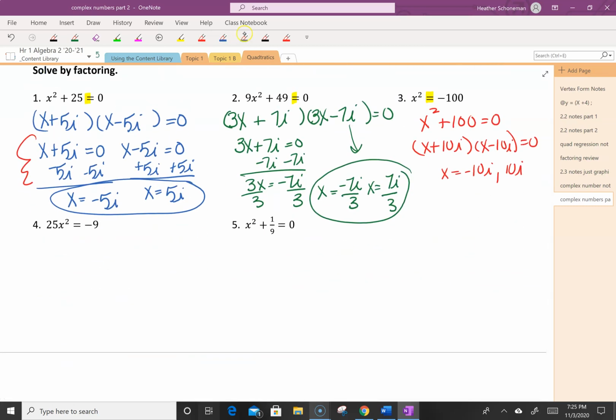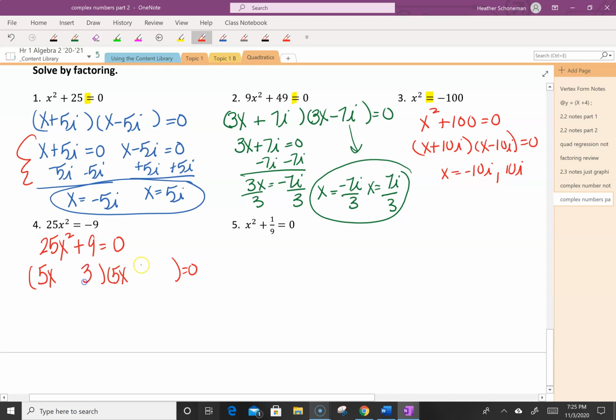Number 4. I get to set it equal to 0, so I get 25x squared plus 9 equals 0. It fits my new pattern. So I have 5x and 5x. One's 3, one's negative 3. But I have to add the i when it's a plus. So when I solve, I'm going to subtract 3i and divide by 5. So I have negative 3i over 5. And this one, add the 3i. So I have 3i over 5.